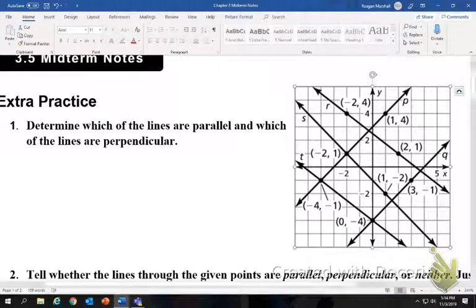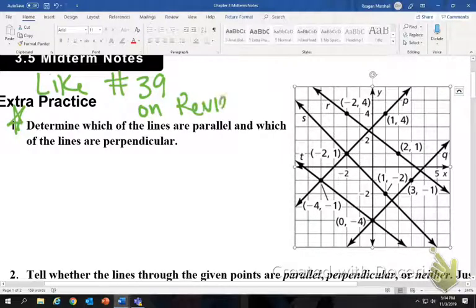Alright, so we're going to finish Chapter 3 with the 3.5 midterm notes. This first question is, I'll write this down, number 39 on the review. The way I do it is the way you should do it. Mine has a lot more lines. Yours has 4. Mine looks to have 5. I mean, one extra line, but it's still extra.